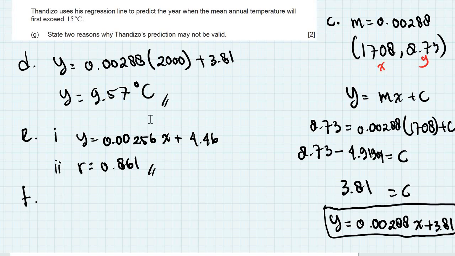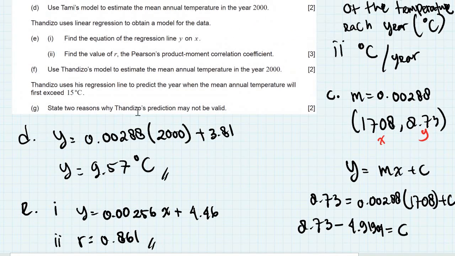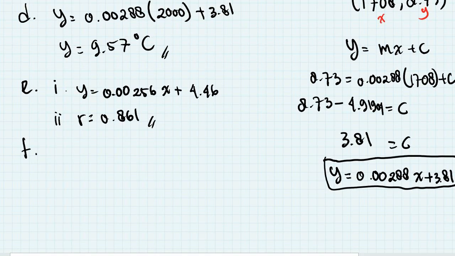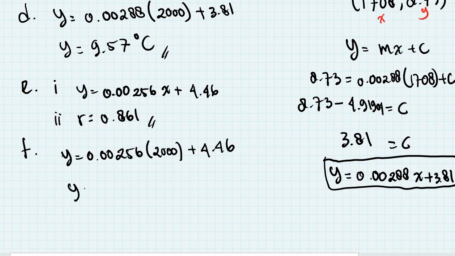F. What's question F? Use the model to estimate the mean annual temperature in the year 2000. Same thing happened with question D. We just need to input 2000 as our x. So we have y equals 0.00256 times 2000 plus 4.46.